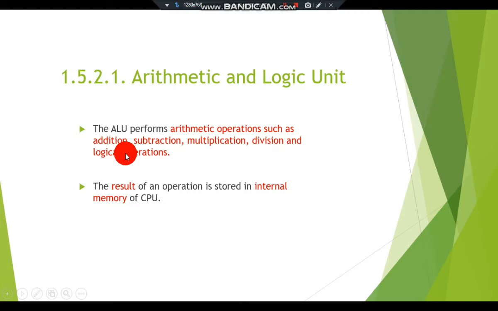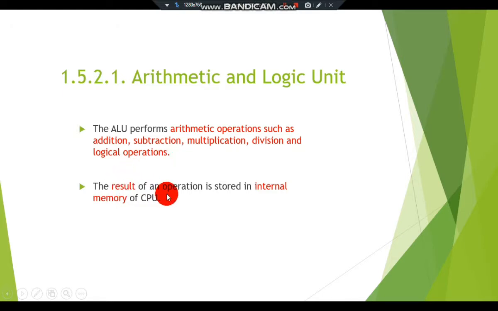This is also done by the ALU. Logical operations produce a result as true or false. That type of operation also takes place in the ALU. So the ALU performs arithmetic operations such as addition, subtraction, multiplication, division, and logical operations.